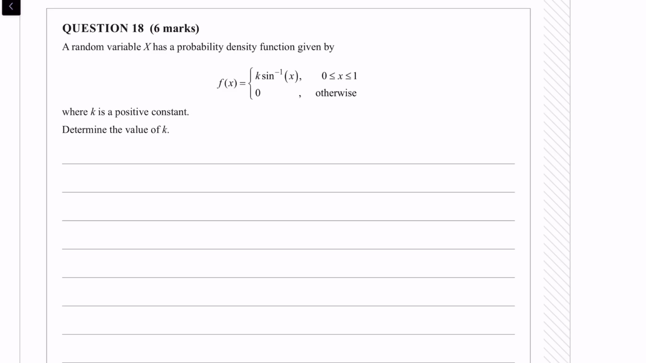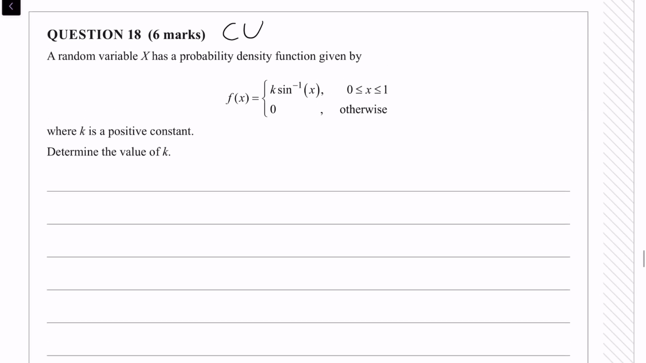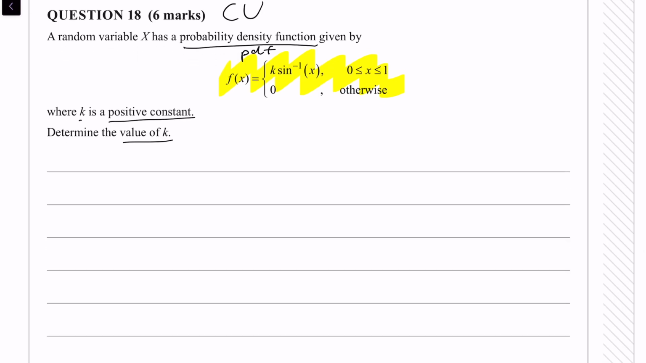All right, so moving on to our complex unfamiliar questions. Question 18 for 6 marks. We have a random variable x having the probability density function, or PDF, given by this right here, okay, where k is a positive constant, and we need to determine the value of k, right? So firstly, the first mark comes from correctly using a suitable PDF property. So we know that for probability density functions, if we remember our graph here, we would have our peak there, and that's sort of like a normal distribution.